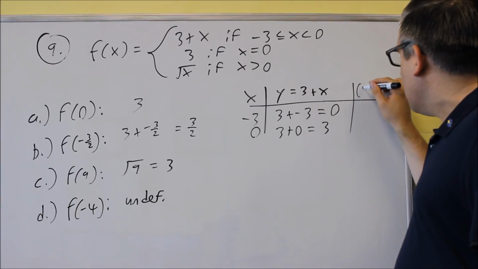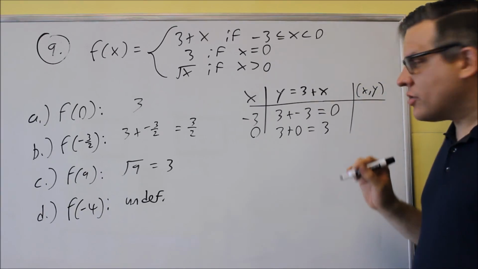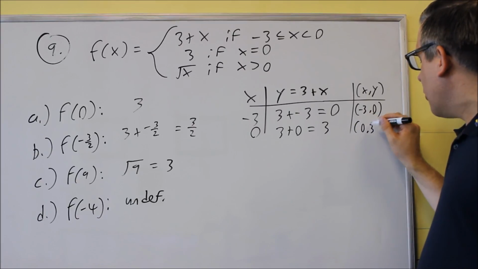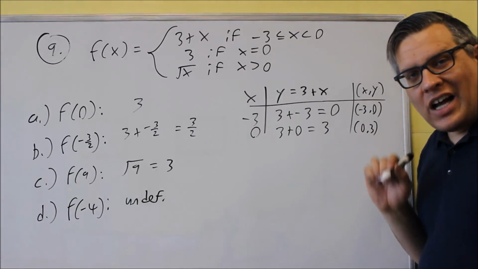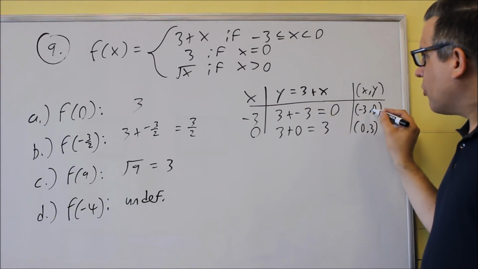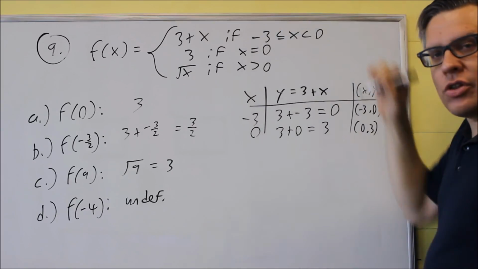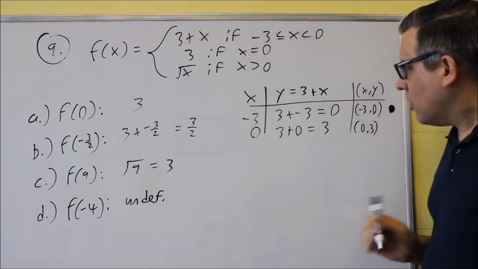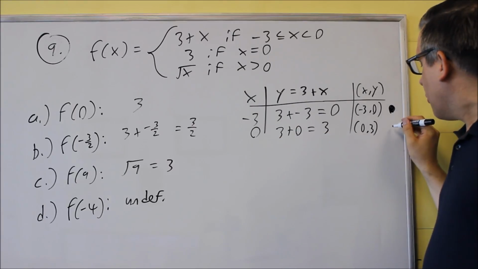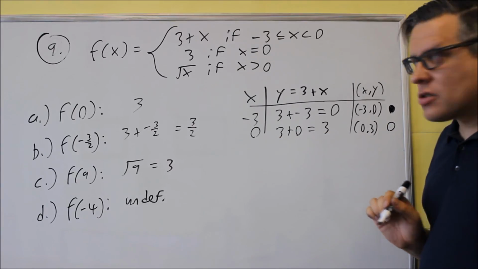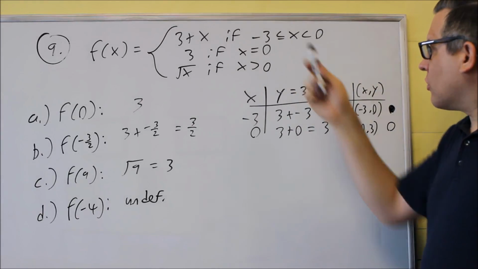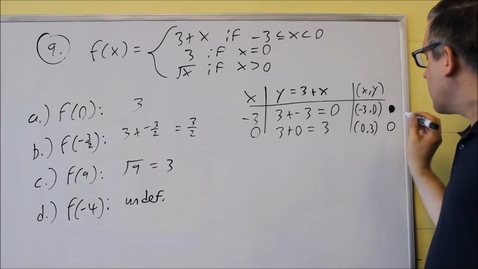So now what I can do is I can write my list of points here. I get (-3, 0), and I get (0, 3). Now, when I plot this, the (-3, 0), since -3 is included with the equal sign, is going to be a closed circle there. But the bottom one, (0, 3), is going to be an open circle because the 0 is not included. So if I have the equal sign, it's going to be a closed circle, otherwise it's going to be an open circle.